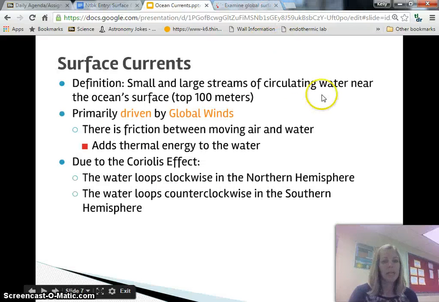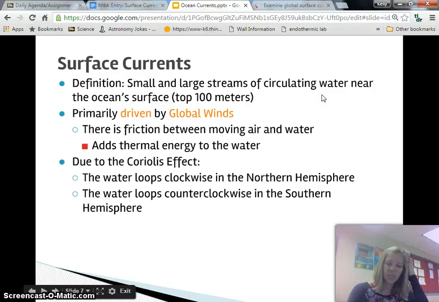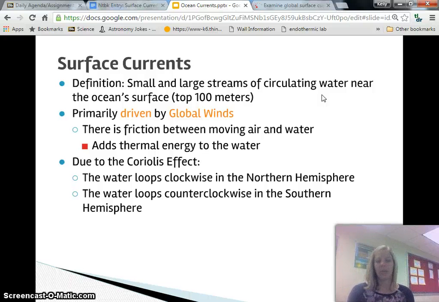All right, I'm going to click out of this and go back to our presentation. One thing that you do need to consider when you're thinking about how the winds affect the water is that when you have two things rubbing against each other, air particles against the water particles, that is friction. And this friction is going to increase the amount of thermal energy in that top layer of water. So that is how that energy from the sun to Earth to the air and then back to the water gets progressed through a cycle.